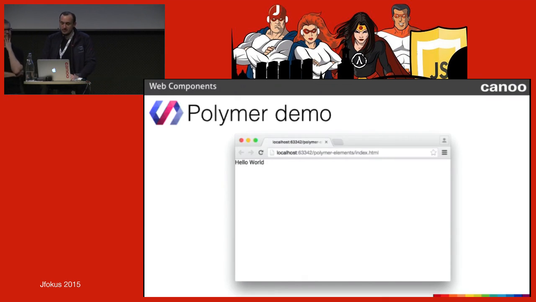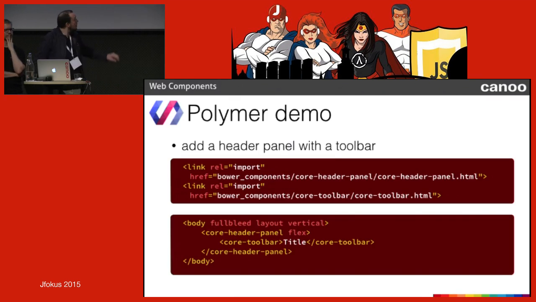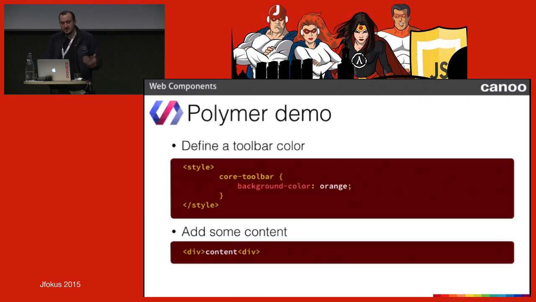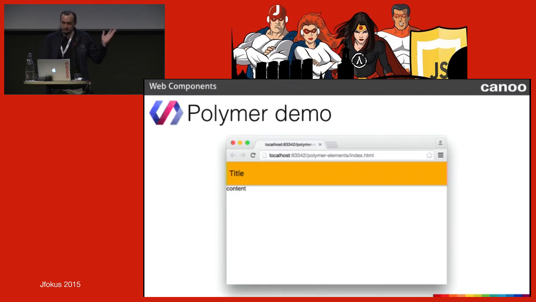So what can we do now? We can import Polymer components like the core toolbar or the core header, and then use the tags in our HTML page. And now our application will look like this. So maybe as the next step, we change the toolbar color to orange. So it will change. Very easy.